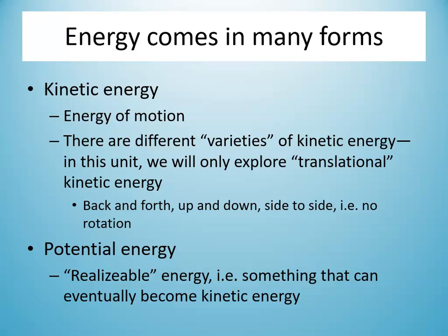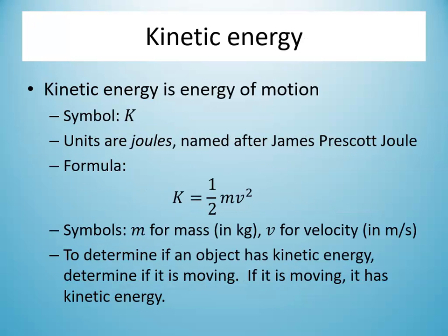So energy can come in many forms. There's energy of motion, which is what we call kinetic energy. It can either be translational, which is what we're going to explore in this unit, which is back and forth, up and down, side to side, but we're not going to explore the rotational aspects of it, which are a big deal in AP Physics 1 and AP Physics C Mechanics, basically college-level physics courses. And then there's also potential energy, which is something that can be realized. Think about that word potential. Somebody has this potential or something like that. Well, in the case of energy, it can be realized potentially as kinetic energy.